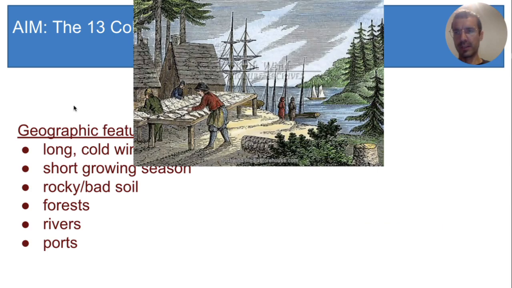Pause for a second and take a look at this image of colonial Massachusetts. Which of the geographic characteristics can you see in the image? Which of the economic characteristics can you see?